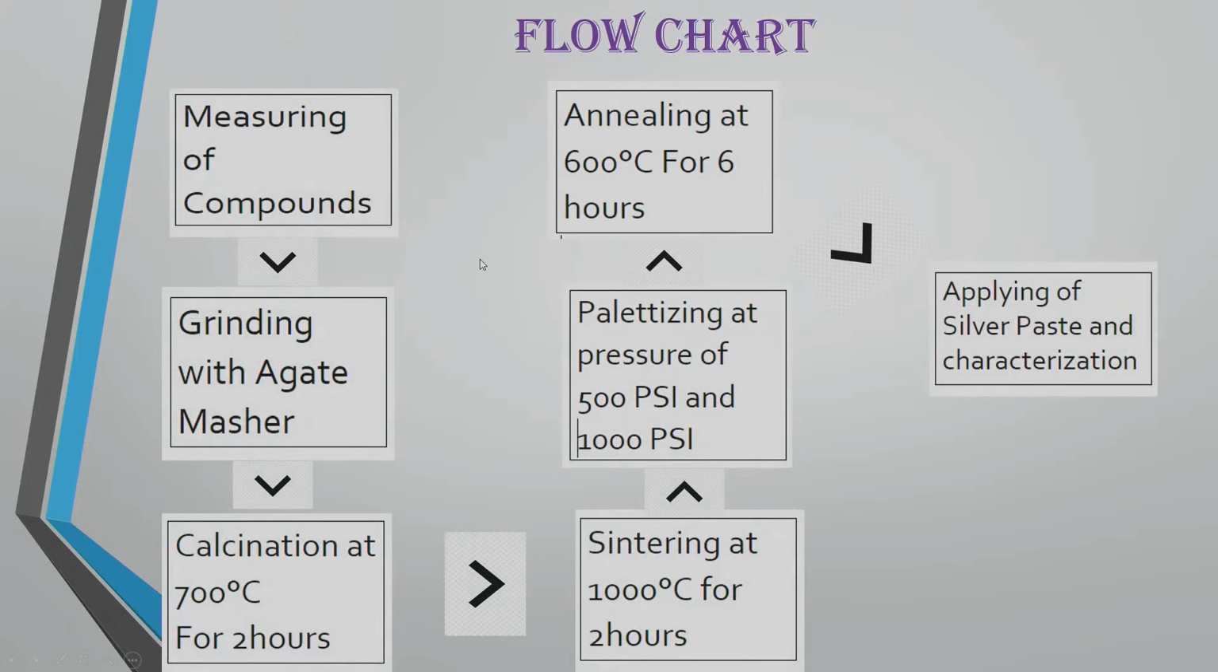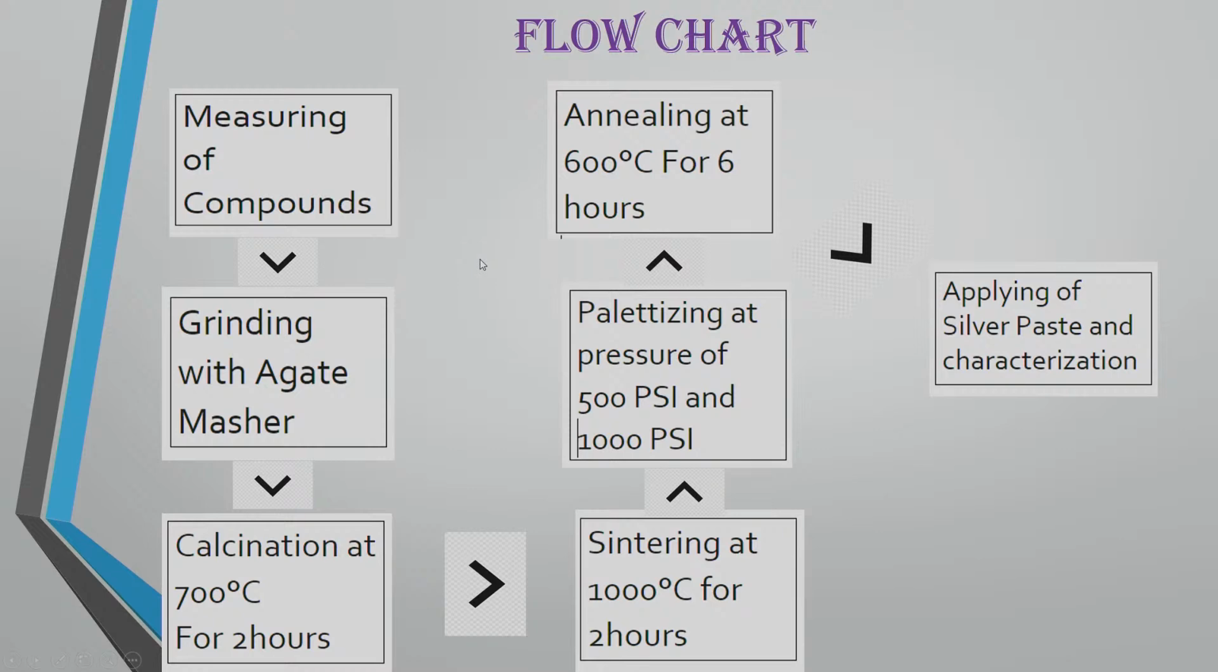So now comes the preparation, how we prepared the NZSP in our labs. First we measured the compounds, and then we ground them with the agate mortar. Then we put that powder into the furnace for calcination at 700 degrees Celsius for 2 hours. Next is the sintering process, in which we put the sample at 1000 degrees Celsius for 2 hours.